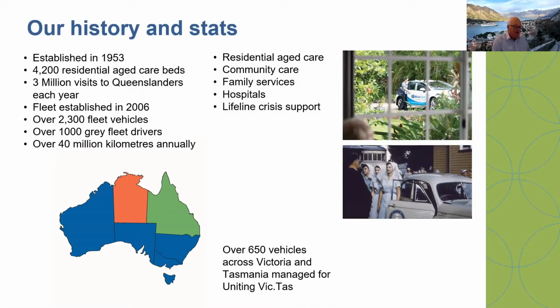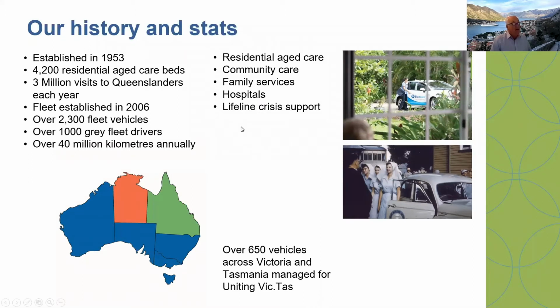This focus on individuals has helped Uniting Care become one of Queensland's largest and most trusted providers of in-home care, residential aged care, disability services, independent and supported retirement living, and allied health services. Let's just have a look at our history then.